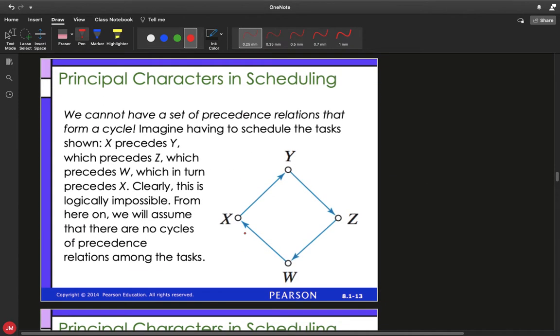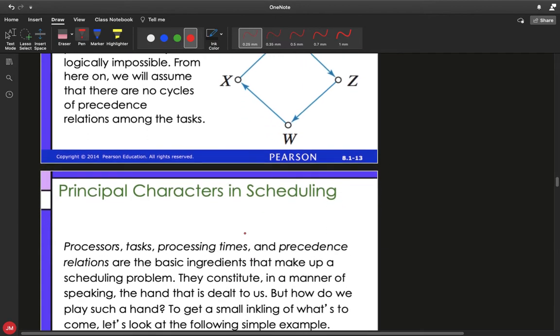Now, another characteristic is we're not going to have any kind of circles or cycles or circuits. If X had to happen before Y, and Y before Z, Z before W, and W before X, then pretty clearly this is never going to be able to happen because you have to have somewhere to start. And so you can't have a cycle because it obviously would not work in terms of what we are discussing.